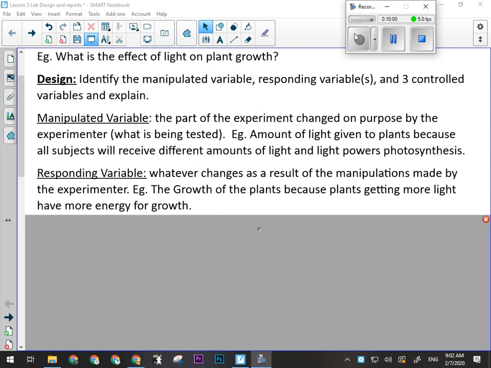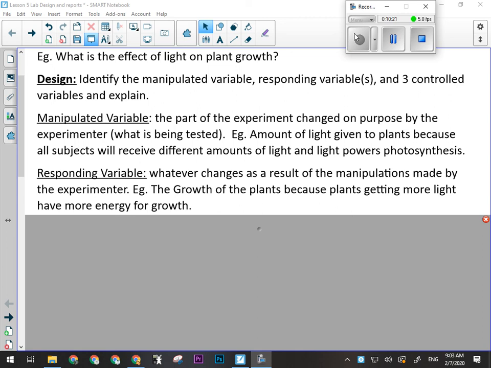Soil. I've got to grow them all in the same dirt. So I get a bunch of pots that are the same, so that I can put exactly the same amount of dirt, same kind of dirt in every plant, because dirt can affect how a plant grows. You followed what we did there? I identified them all, and I explained how I would control them and what effect each one would have.